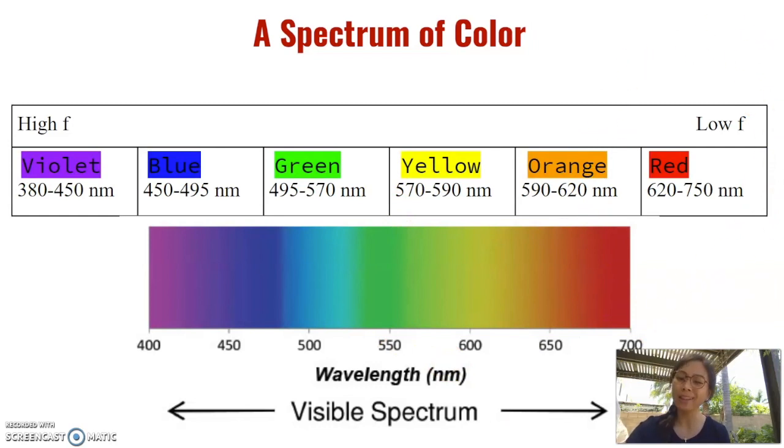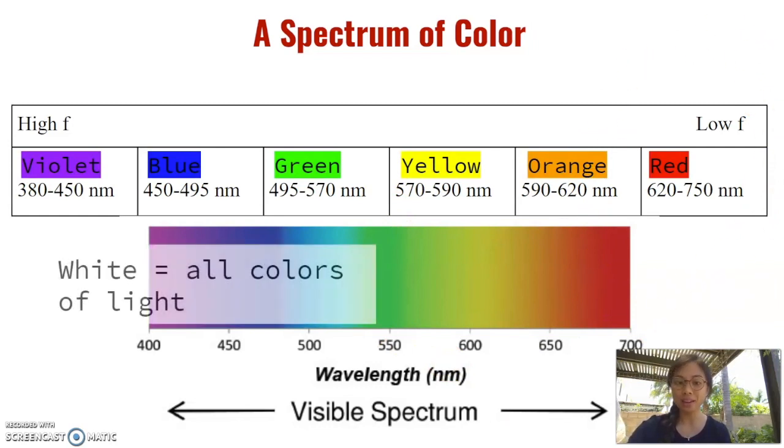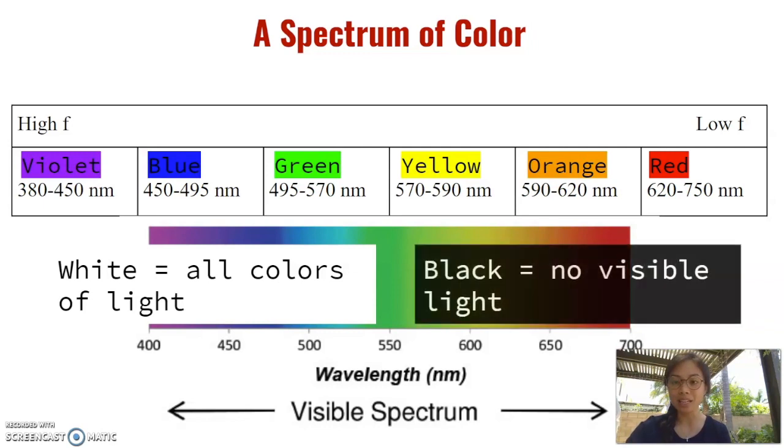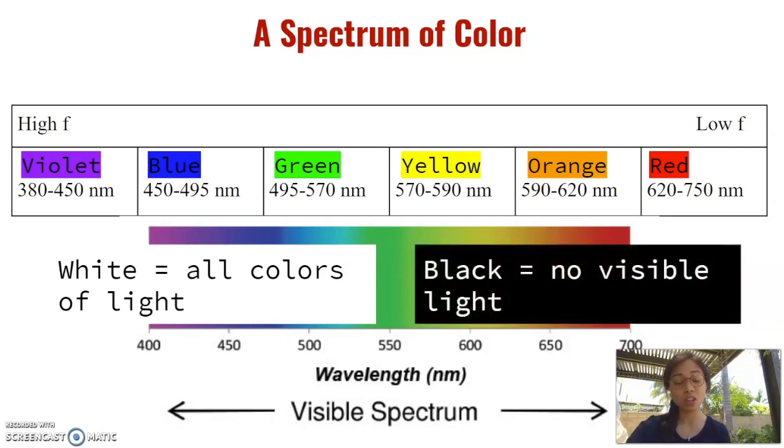But what about white light or black light? White light is when all of the wavelengths of light hitting an object are reflected off the object, while black light is when all the wavelengths of light that hit the object are instead absorbed by the object. So none of that light is reflected back.